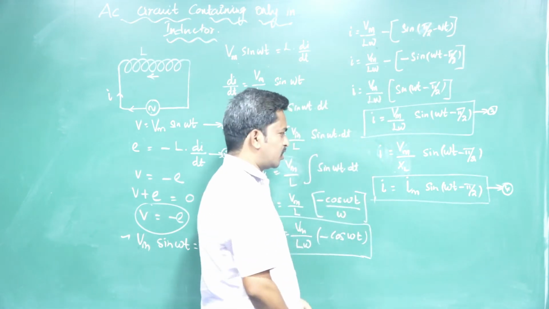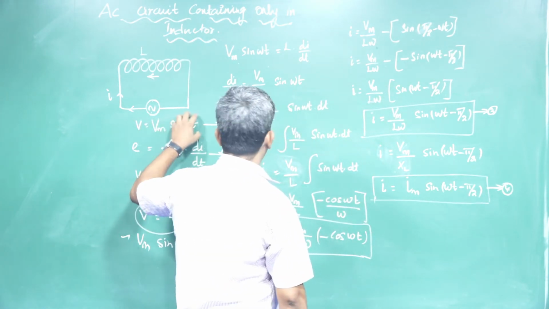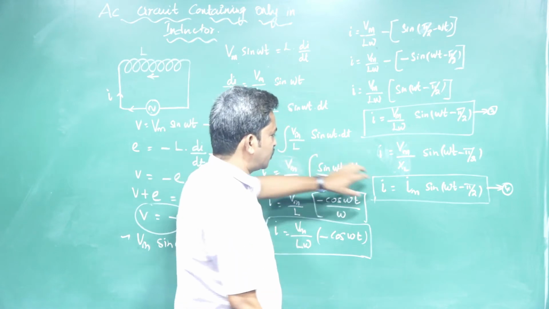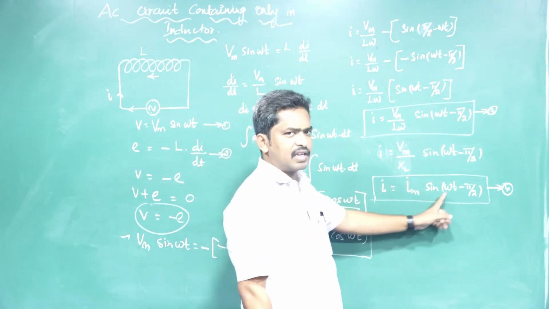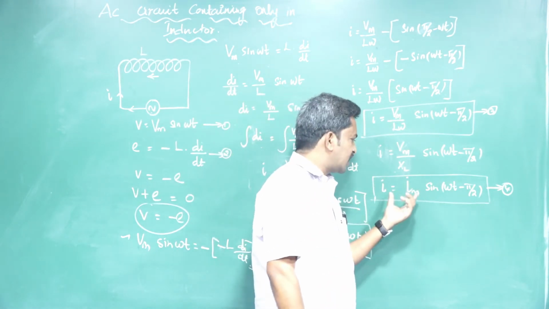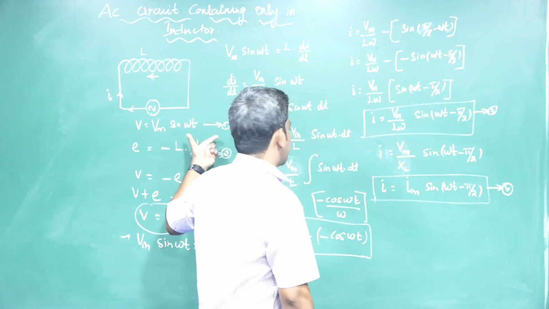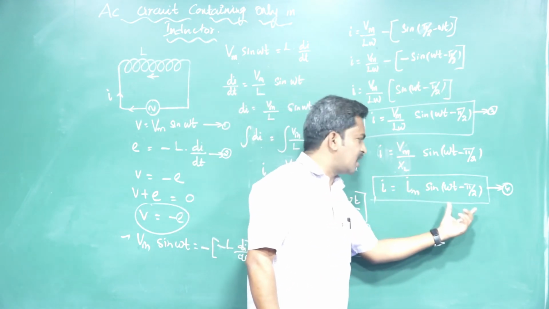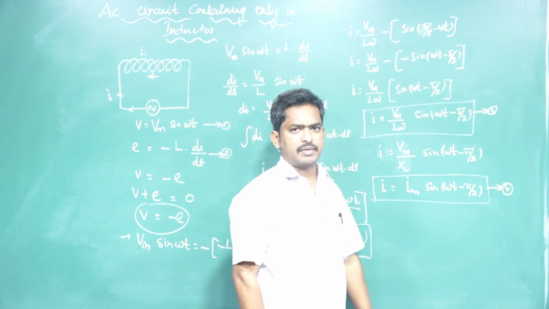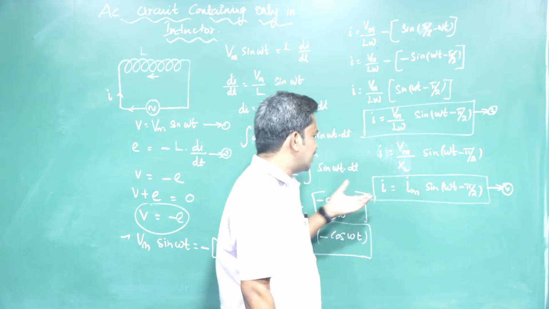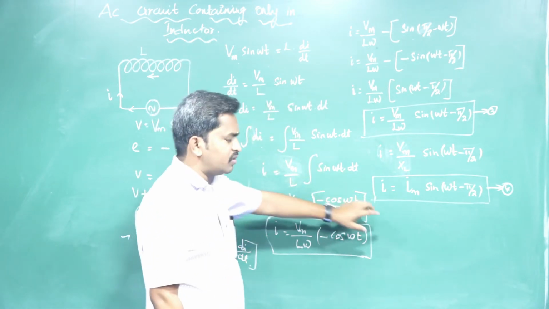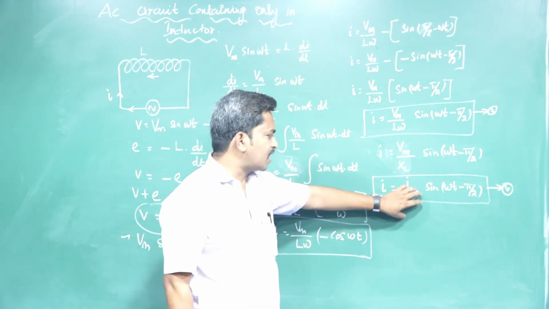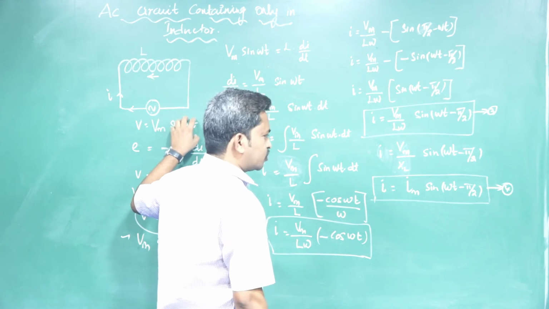This is a very important one. V is equal to Vm sin omega t, but I is equal to Im sin omega t minus pi by 2. So the current compared to voltage is lagging by pi by 2 phase angle. So the lead value is voltage, the lag value is current. The current lags behind the voltage by pi by 2 phase angle.